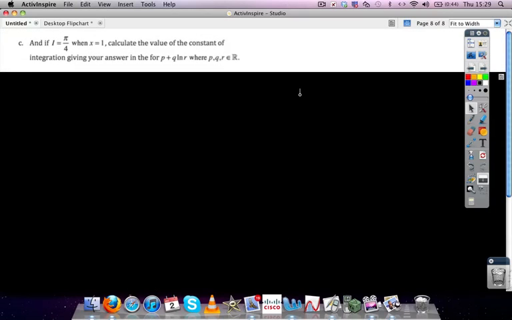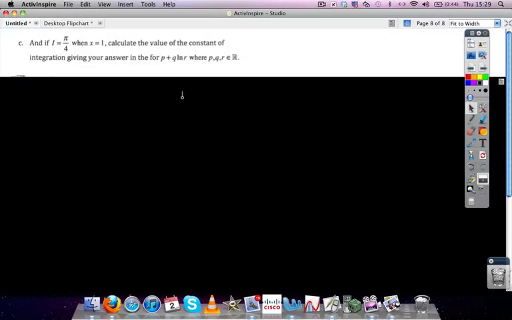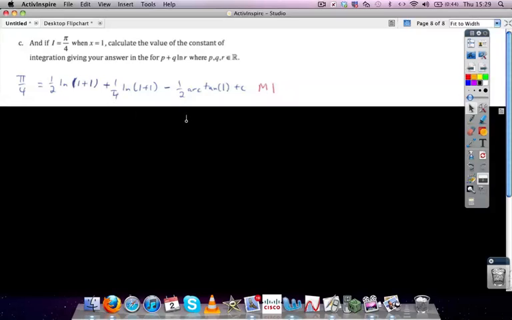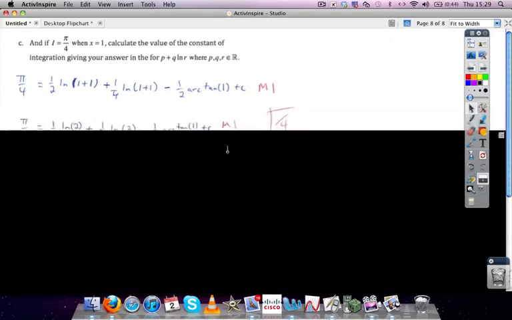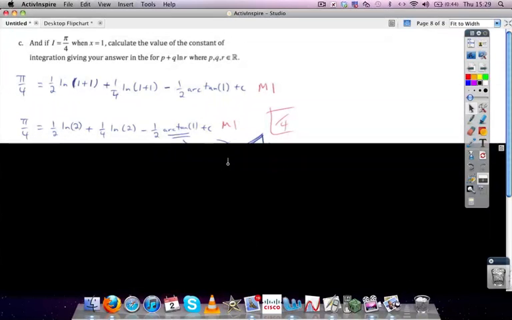Then we move on, and you are given now that at x equals 1, the value is pi over 4. So we're going to find the other values of the constants. All we need to do at this point is put in x equals 1 and pi over 4, and everywhere there was an x, put a 1, make a substitution. Simple method mark there. Then we just evaluate. Ln of 2, half and a quarter, 3 quarters, minus 1 half arctan of 1.